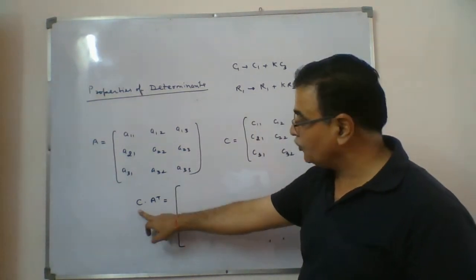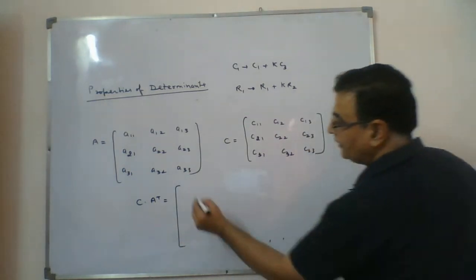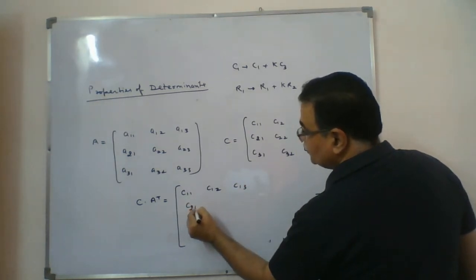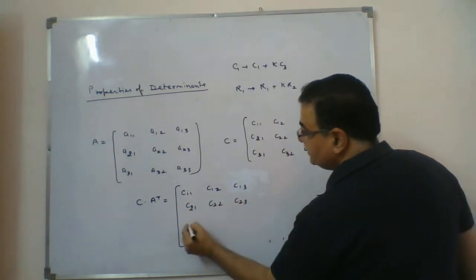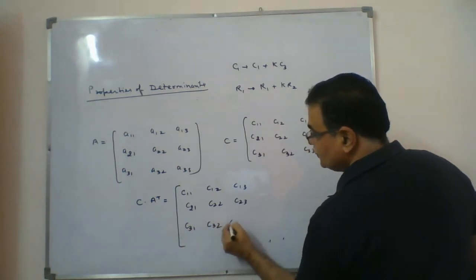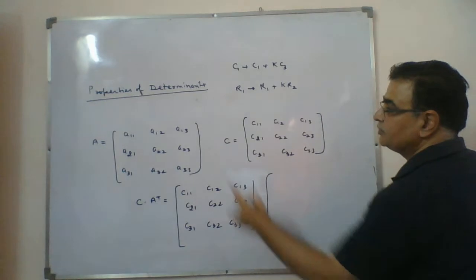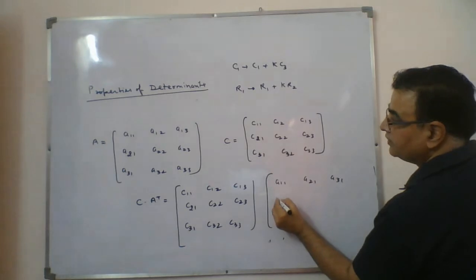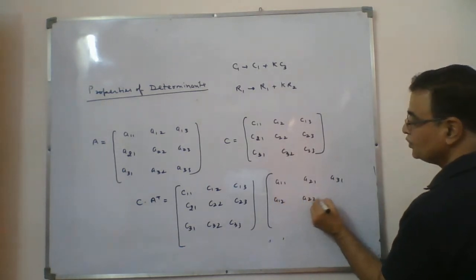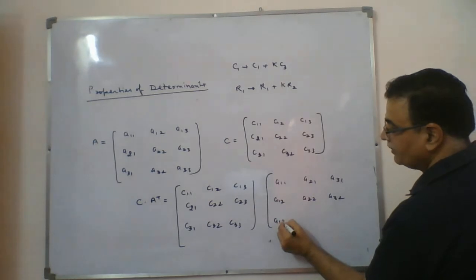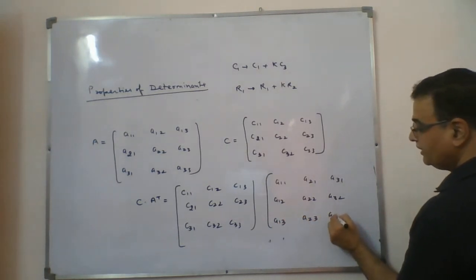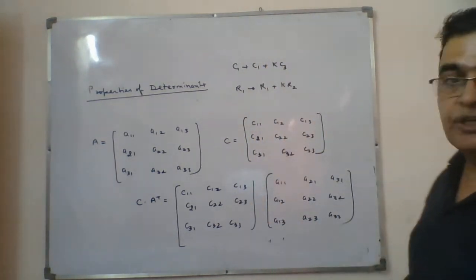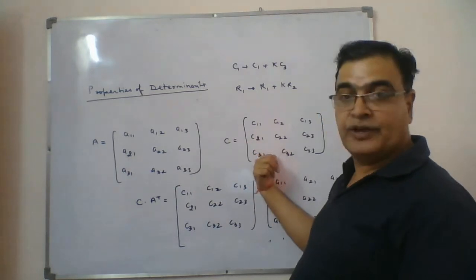Matrix multiply, this is the cofactor matrix multiplied with its transpose. The cofactor matrix is C11, C12, C13, C21, C22, C23, C31, C32, C33, and then the transpose will be A11, A21, A31, then A12, A22, A32, then A13, A23, A33. If I just multiply these two matrices, what I'm doing here, A matrix is there, then its cofactor matrix.